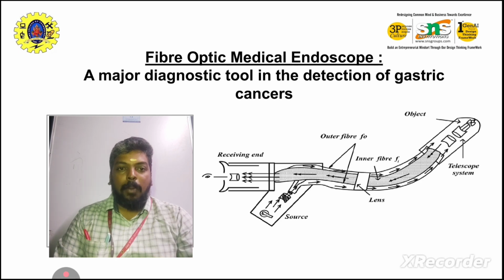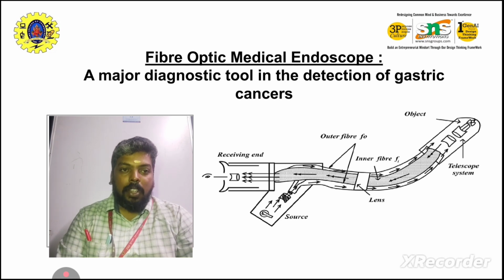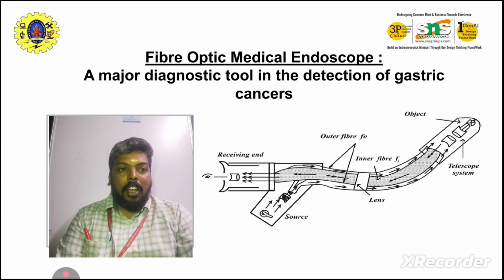This is the block diagram of the gastric fiber optic endoscope. You can see that the source transmits light through one part of the optical fiber cable and it falls on the object. Then the center core receives the signals when light falls on the object, reflected back through the core area of the endoscope to our eyes. This is the block diagram of the endoscope system.